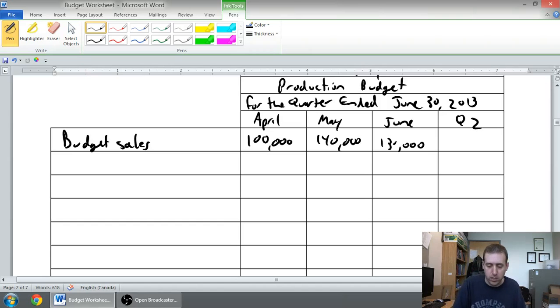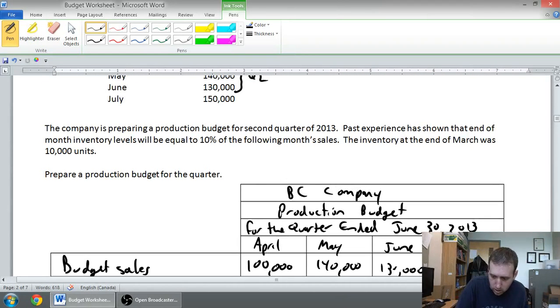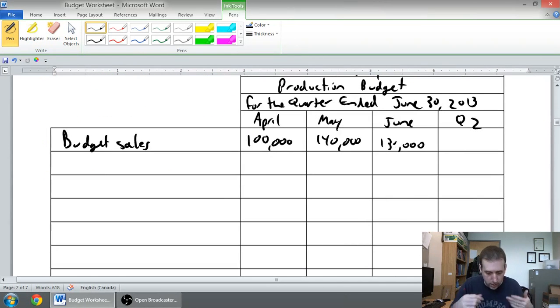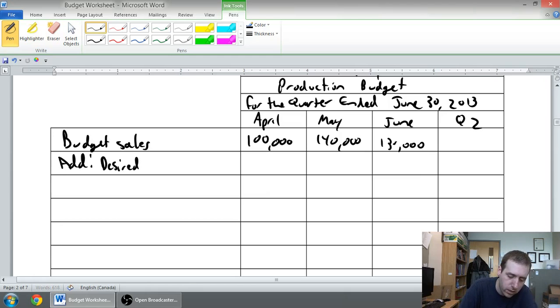Now, not only do I have to have the 100,000 units that I'm going to make in April ready to sell in April, I need 10% of next month's ready to go. That's this sentence that says, past experience has shown that end of month inventory levels will be equal to 10% of the following month's sales. So in April, I not only need 100,000 units ready to go, I actually need 100,000 plus 10% of May. I want to have it at the ready. So I'm going to add that in. And that's my desired ending inventory. And so my desired ending inventory for April is going to be 10% of May.